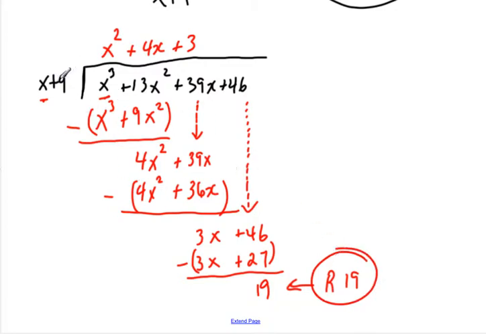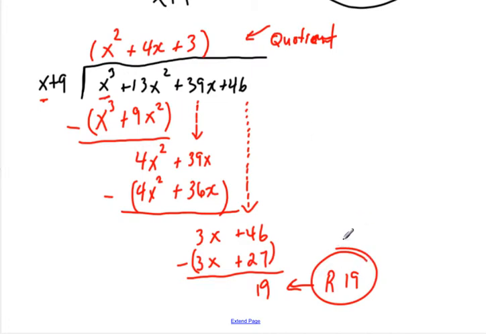So x plus 9 goes into this big expression this amount of times with 19 left over. How we can write this: we've divided, and this is our quotient. Quotient means the answer after you've divided.